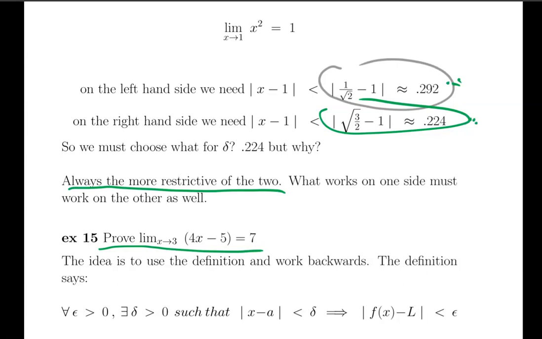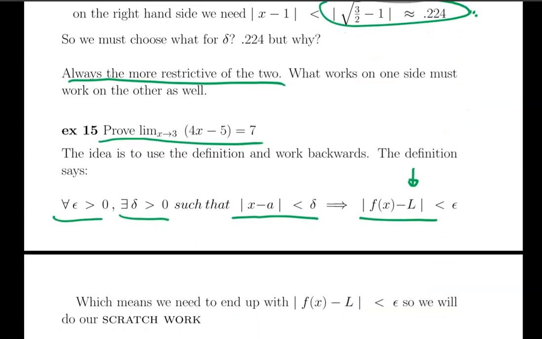So you want to work backwards. Again, the idea is to use the definition and go backwards. For all epsilon, there has to exist a delta such that |x - a| < delta implies |f(x) - L| < epsilon. So this is our result, and we need to make that happen.